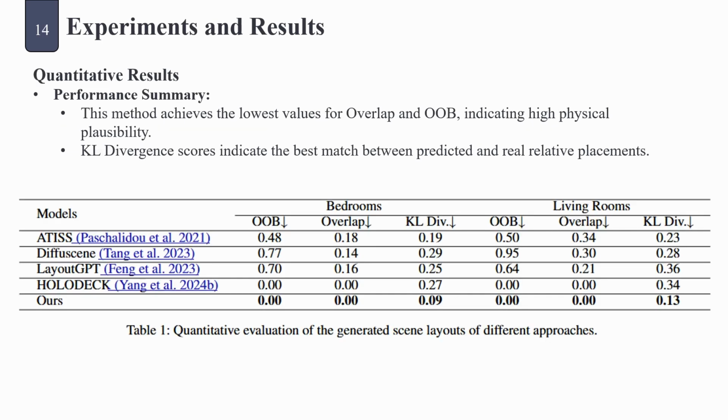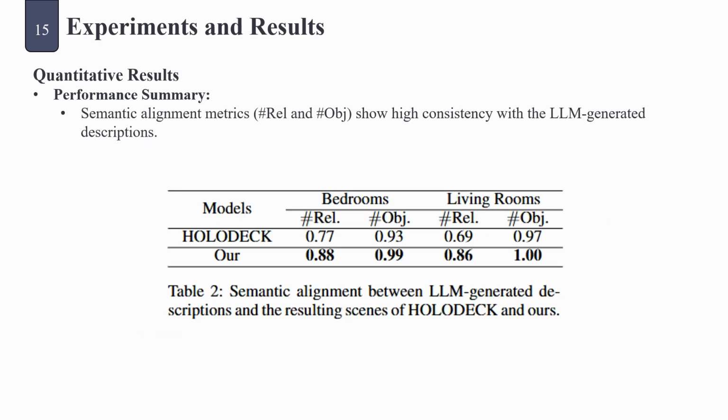Quantitative results indicate that the proposed method outperformed the baselines. The method achieves the lowest values in both overlap and OOB, demonstrating high physical plausibility. KL divergence scores are the lowest, suggesting that the predicted relative placements closely match those in real scenes. Additionally, semantic alignment metrics show that the generated scenes are highly consistent with the LLM's text description.